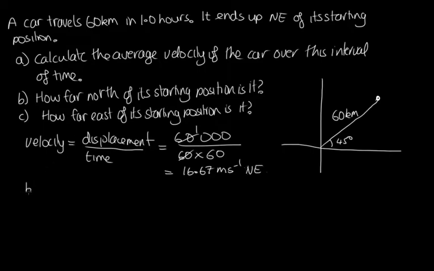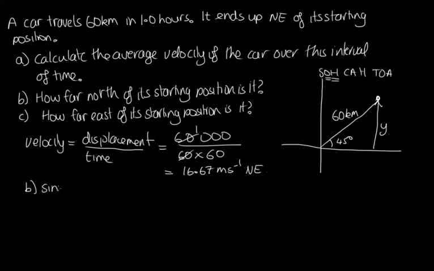Part B wants us to find out how far north of its starting position is it. So we need to find out this height here. So let's call this y. So we know the size of our hypotenuse and we know y. So if we use SOHCAHTOA, we have the hypotenuse and the angle, the side which is opposite the angle. So we're going to have to use sine.